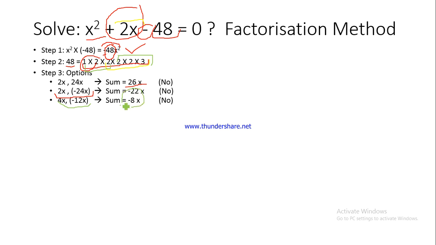But again, this is coming closer to what I want. It is coming closer to plus 2x, but still it is not 2x. So I would reject this particular way of splitting the middle term also. And now I'll go for the next option.